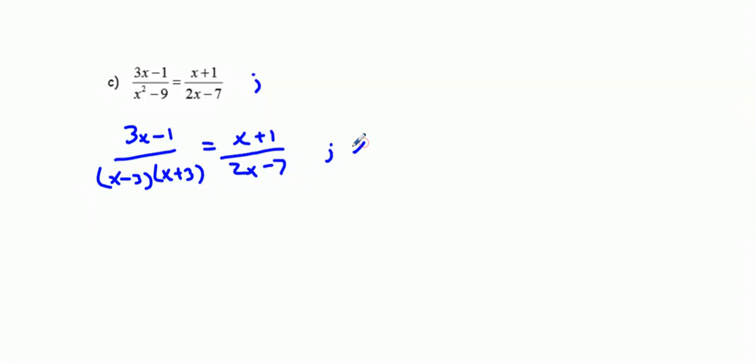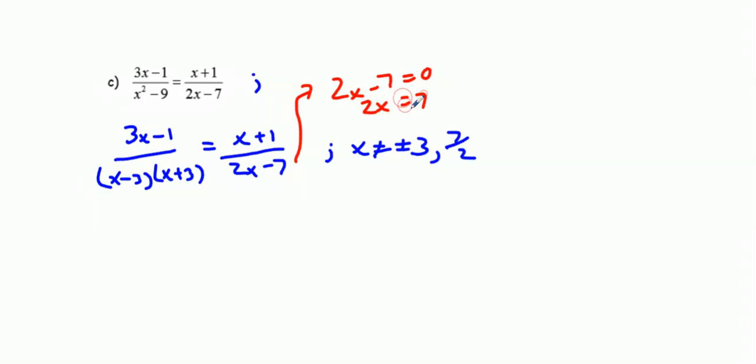Now that I've factored, I know that x is not allowed to be plus or minus 3. So that produces a 0 down here. We also have that x cannot equal 7/2 over here, right? So if you don't know how to get the fraction restriction, you can just take that bottom there, set it equal to 0, and rearrange to solve for x. Okay, so those are the restrictions.